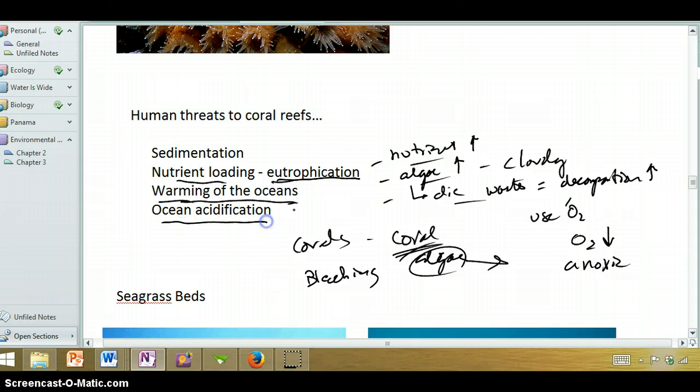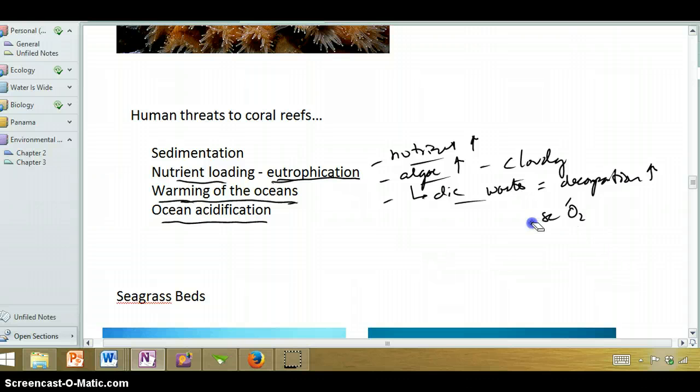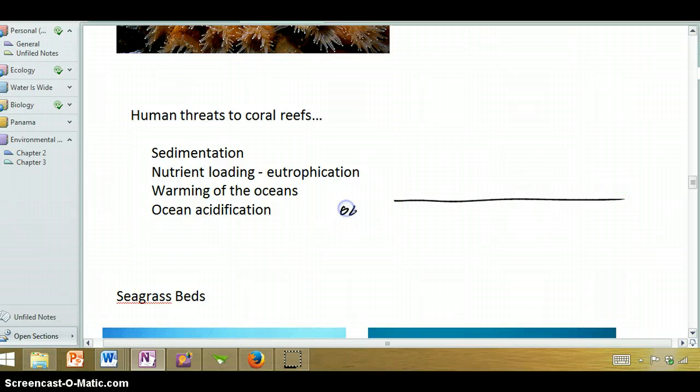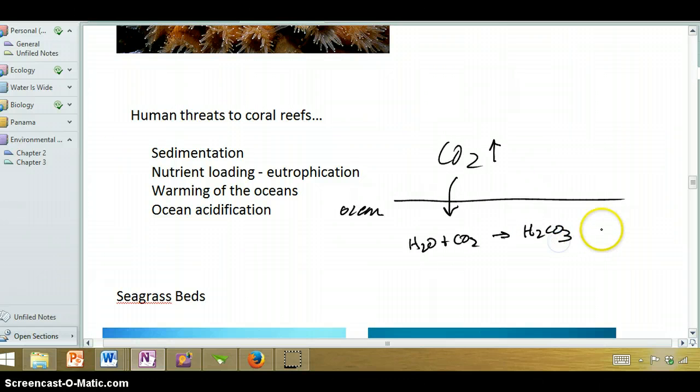Ocean acidification is a problem as well. What happens there is when you have CO2 increasing in the air, which is the trend that's been happening for several hundred years now, as the amount of CO2 in the air increases, it means that there's more CO2 diffusing into bodies of water. And when that CO2 mixes with the water, it forms H2CO3, which is carbonic acid. And so that can decrease the pH of the water.